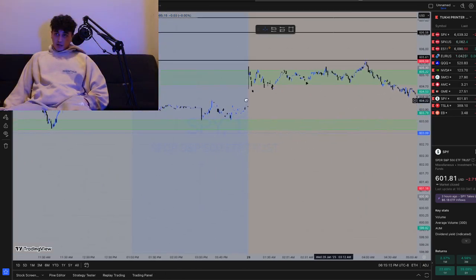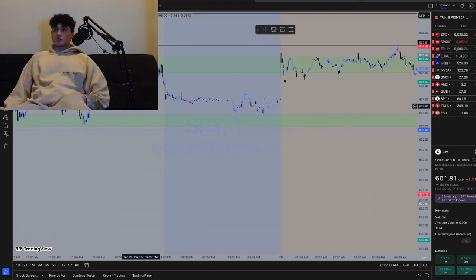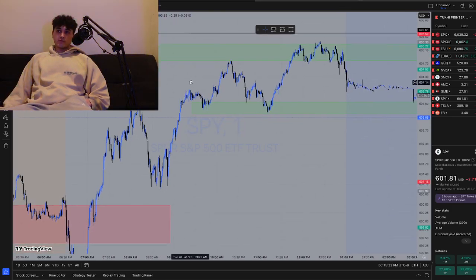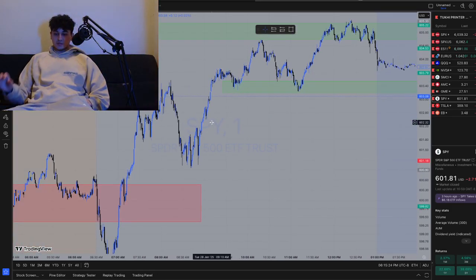So the strategy that I use is supply and demand. Essentially, what that means is I'm looking for areas on the charts where there's the most amount of supply or the most amount of demand. Areas where we have the most demand are typically areas where buyers are going to step in heavier than usual. Areas where we have lots of supply are typically areas where sellers are going to step in heavier than usual.